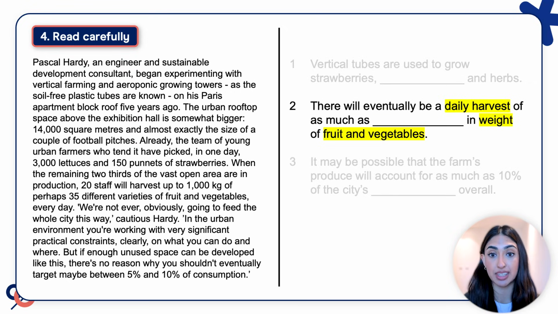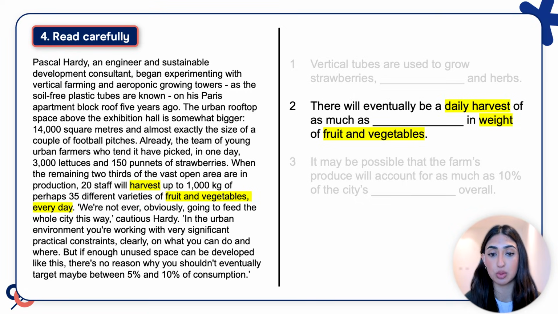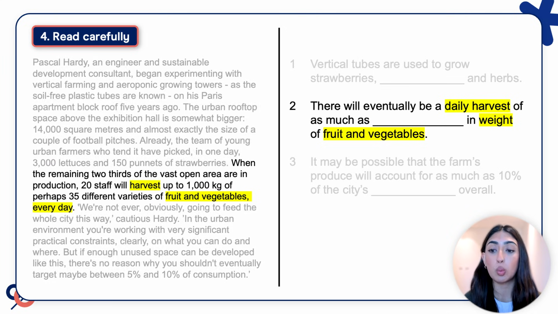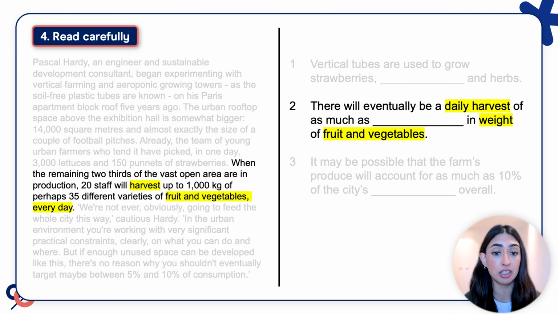Because the questions follow text order, we can use the next part of the text that is relevant to our task. Don't forget to look for synonyms or paraphrase versions of those keywords to help you narrow down the sentence that contains the correct answer. We can see the word harvest is repeated, as well as the phrase fruit and vegetables, and the term daily is paraphrased as every day in the text. We can focus our attention to that particular part of the text now. To locate our answer, let's read for meaning.